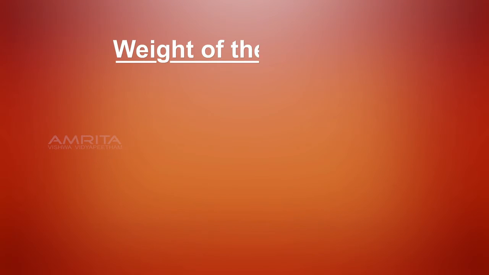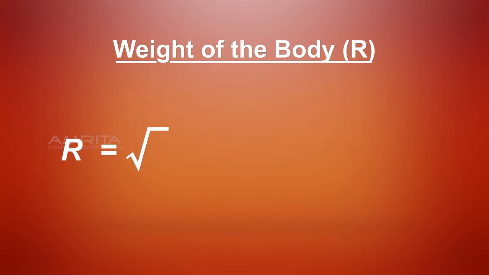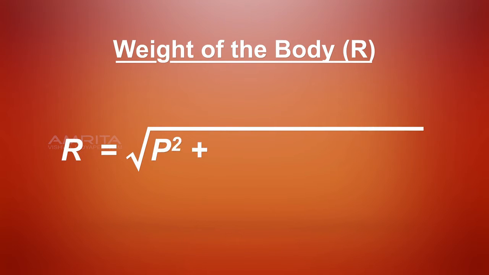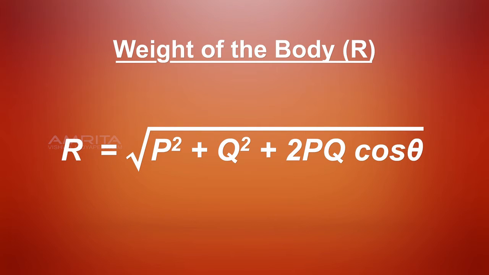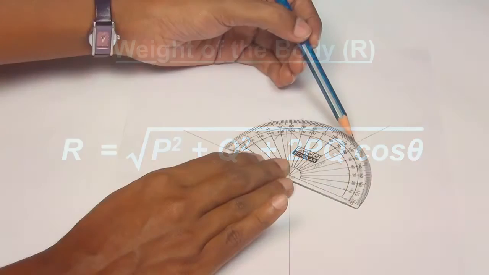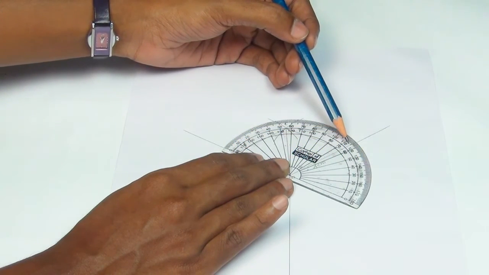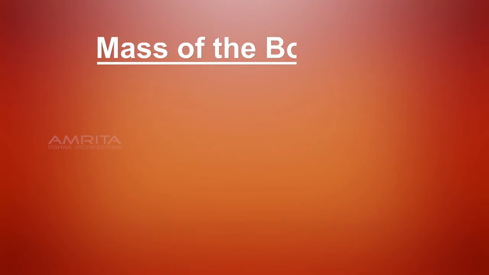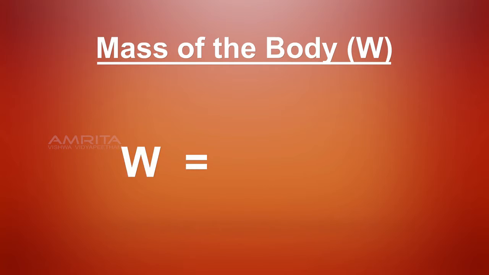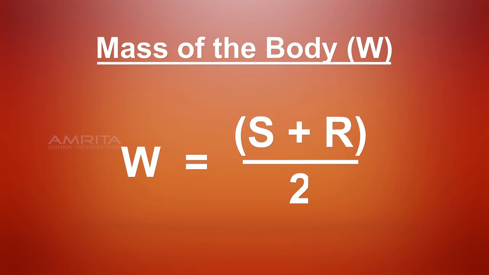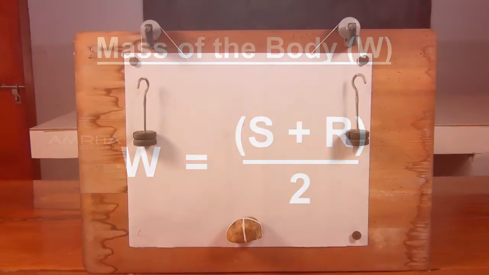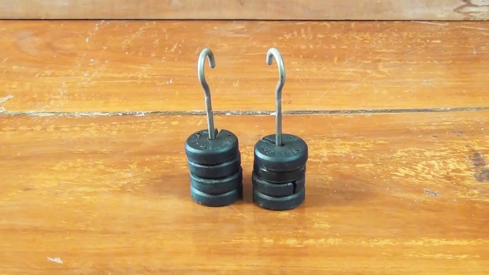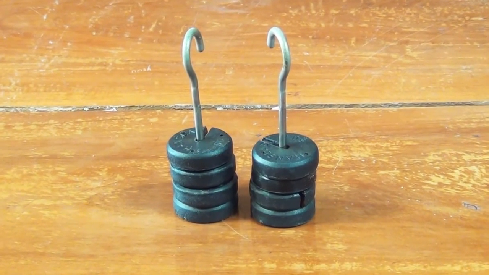Also calculate the weight of the body R using the equation R is equal to the square root of P squared plus Q squared plus 2PQ cos theta. After measuring the angle AOB theta using a protractor, the mean of the two values of S and R will give the correct mass of the body, W equal to S plus R, the whole divided by 2. Repeat the experiment with different suitable values of P and Q.